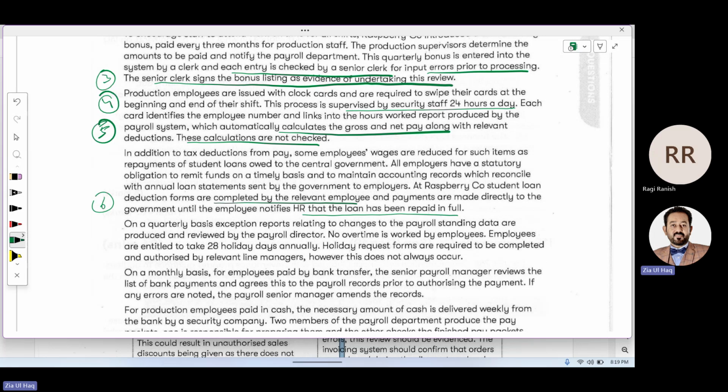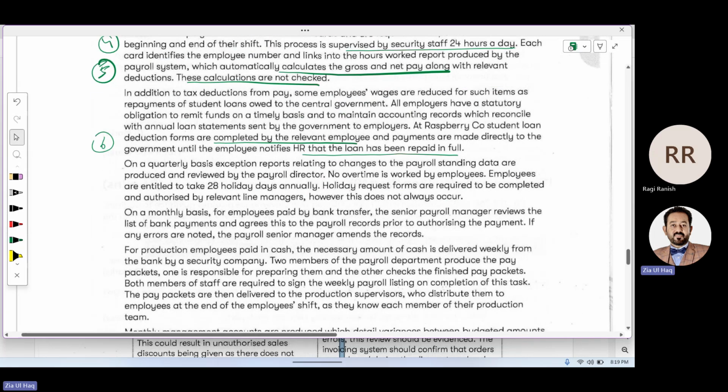So how can we perform the test of control? Select a sample of employee loan repayments from payroll and compare with the employee's signed form, checking that payments are made according to the signed form. This means payments are authorized by the employee through the signed form.